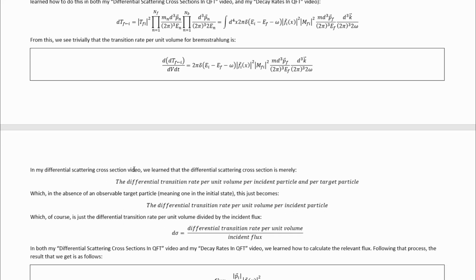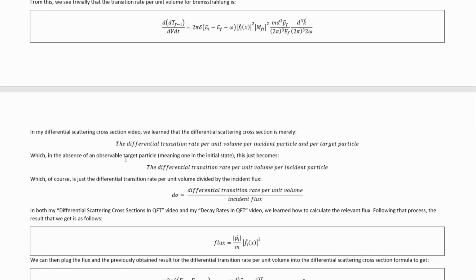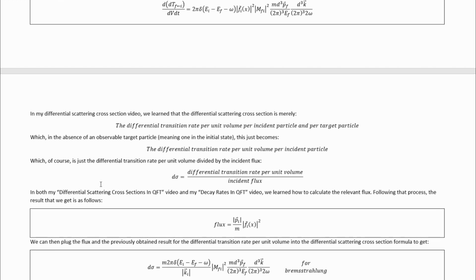In my differential scattering cross-section derivation video, we learned that the differential scattering cross-section is merely the differential transition rate per unit volume, per incident particle, and per target particle, which in the absence of an observable target particle, meaning one that is in the initial state, becomes the differential transition rate per unit volume per incident particle only, which is of course just the differential transition rate per unit volume divided by the incident flux, meaning we have this.